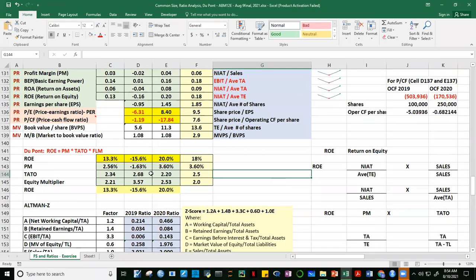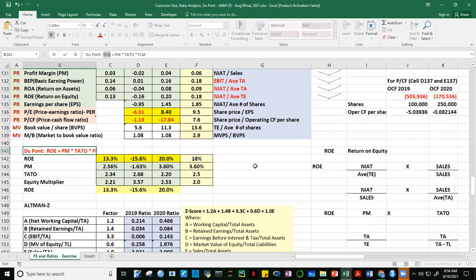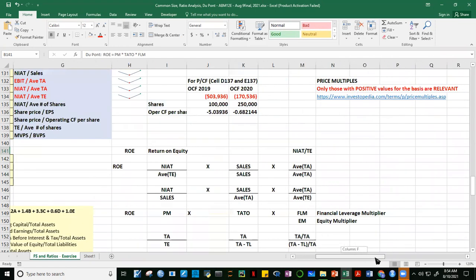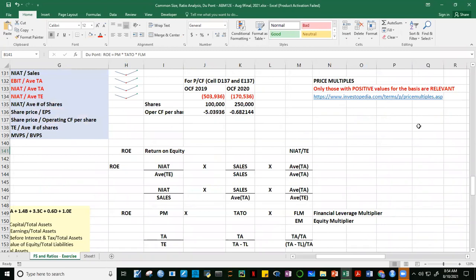This brings us to the last, guys, itong DuPont at saka Altman Z. Okay, first DuPont. Si DuPont, born out of the fact that in the early 1900s, ang pinaka-basis ng measurement ng performance is ROE. Ito talaga yung tinitingnan nila, si ROE, return on equity. Sabi natin, si ROE, return on equity, is just your net income after tax over the average total equity.